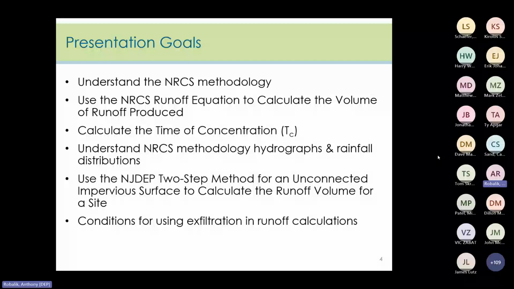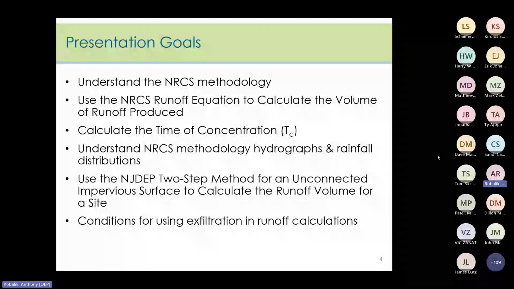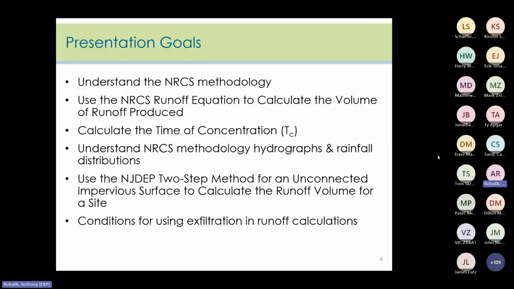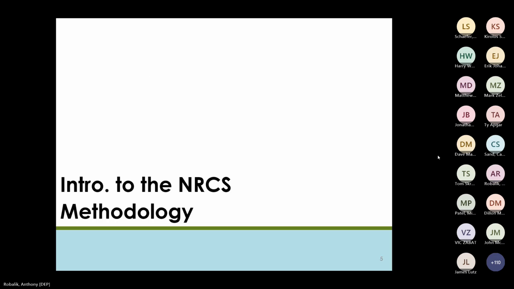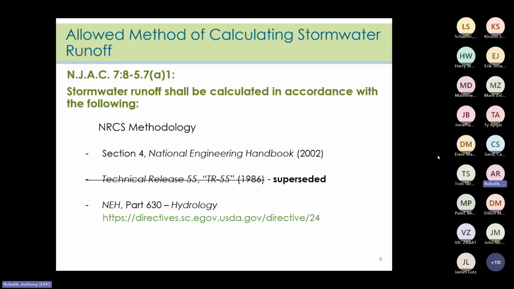Next, we'll take a more detailed look at hydrographs and rainfall distributions. Then we'll move on to the NJDEP two-step method for calculating runoff from an unconnected impervious area. And our last goal we'll cover when exfiltration may or may not be used in the stormwater routings. So first we'll take a closer look at the NRCS methodology.